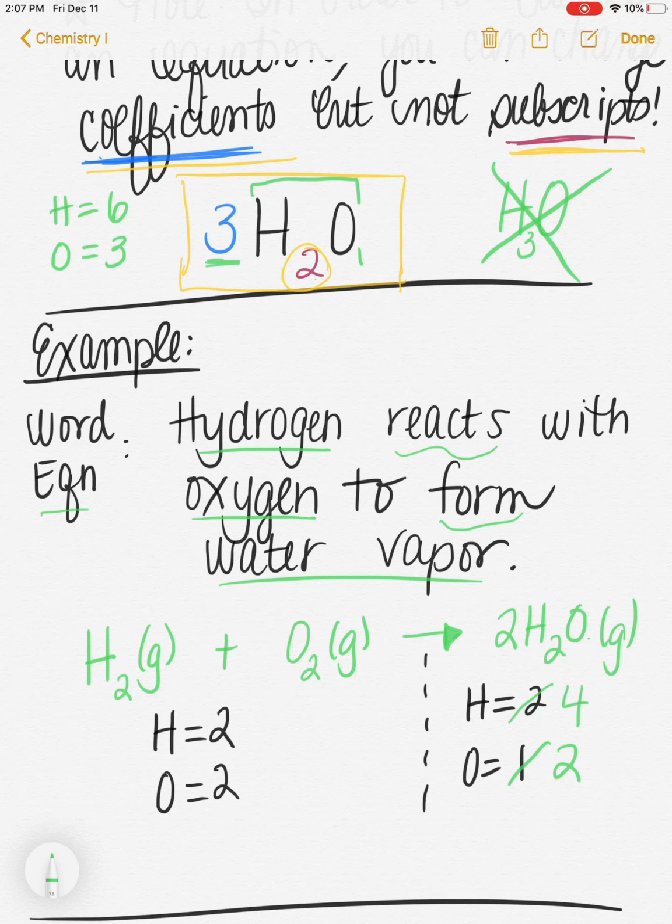Balancing equations is kind of like cleaning your room. It's going to look worse before it looks better. So now my oxygens balance, but my hydrogens don't. I've got 4 hydrogens on the right and only 2 on the left. So I'm going to have to add a coefficient of 2 in front of this hydrogen, and 2 times 2 gives me 4. Now my equation is balanced.